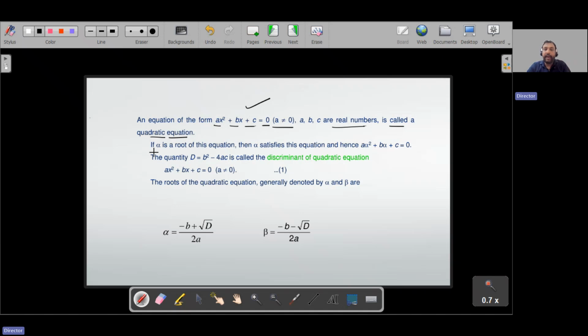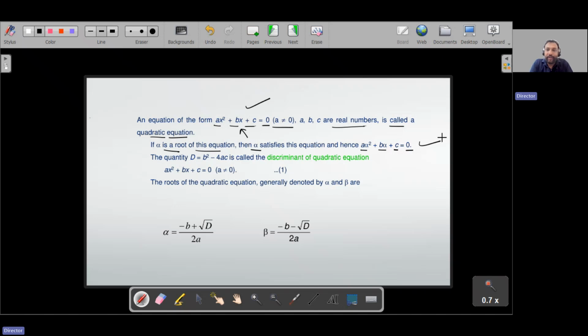Now if alpha is one of the roots of this equation, what do you mean by root? Yesterday we discussed that root means the value of alpha will satisfy the equation. If we put alpha in place of x, that is a alpha square plus b alpha plus c, that will be equal to 0.